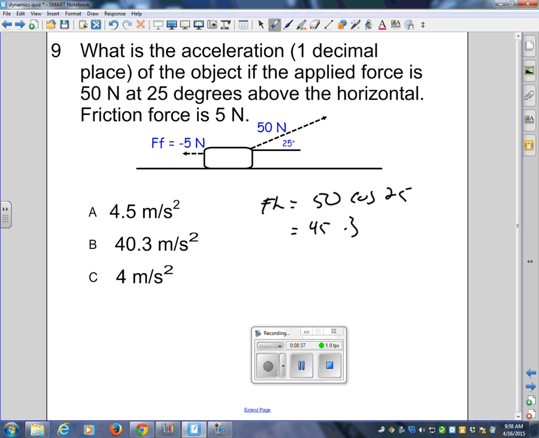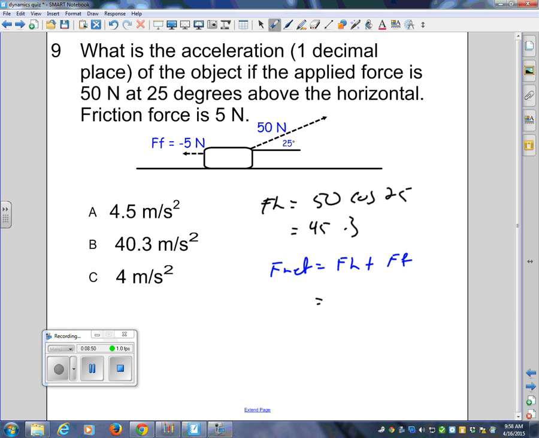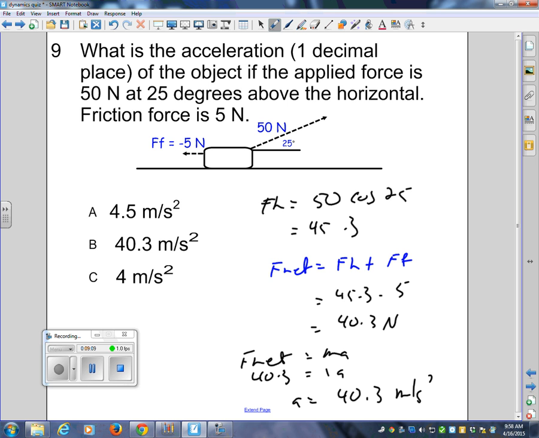Keep reading on. And then what do you do? Minus 5. F net is equal to, look at me writing out the formula. 40.3 newtons, and because I told you the mass is going to be 1 kilogram, you divide by 1, 40.3 meters per second squared. That's like a giant number, isn't it? 40.3 meters per second squared is huge.